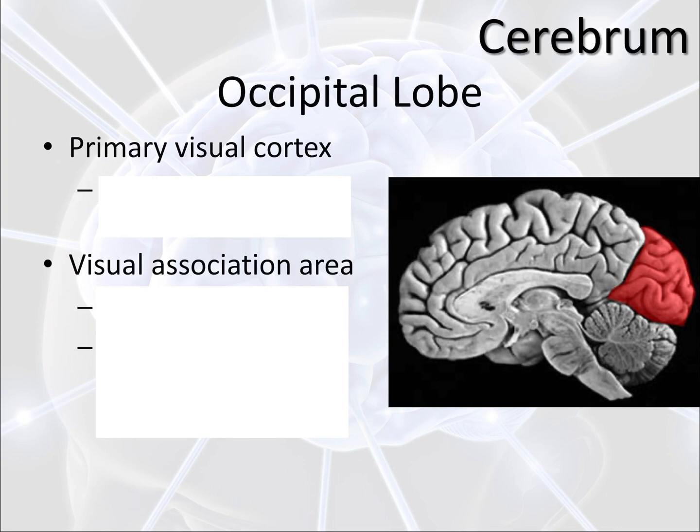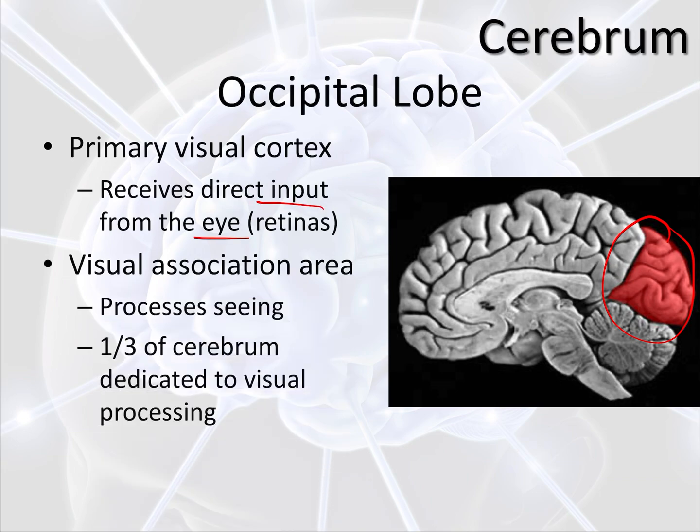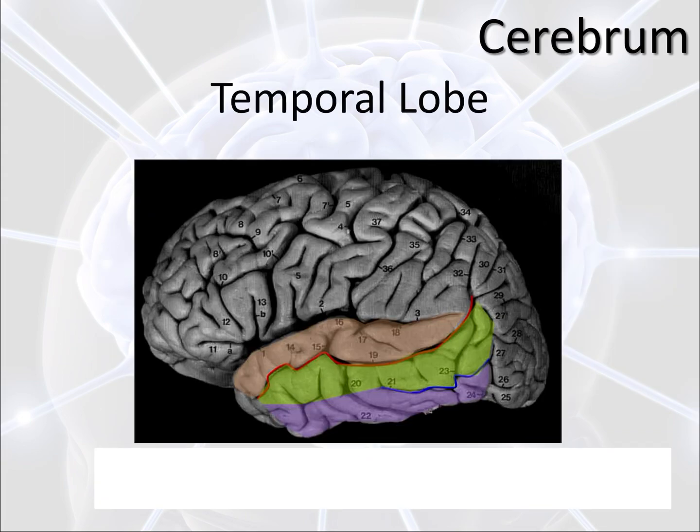All right, so when we look at the occipital lobe of the cerebrum, which is the very posterior part of it back here, we have two main areas: the primary visual cortex, which directly receives input from the eyes, and then the visual association area, which does all the processing of that, right? So the input comes in here, primary visual cortex, and then it goes to the visual association area, which processes the vision information, okay? And just think about it, 1/3 of this whole cerebrum is dedicated to visual processing. So it's a huge part of our brain, just dedicated to our eyes.